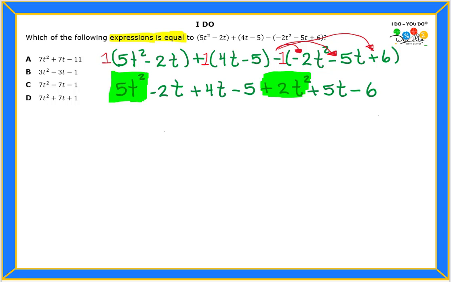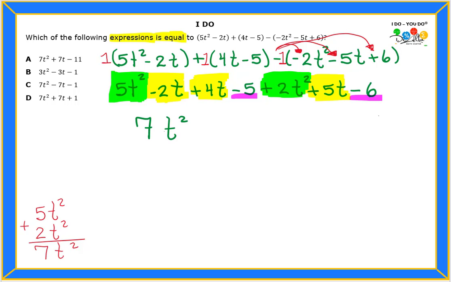Well, what about t's? Do I have any t's there? Yes, that's one. That one has a t, and this one also has a t. So all of that needs to be combined. And of course, the last ones to combine will be my constants, right? Which is this one and this one. I'm not going to highlight them just so that you can still see them there. So let's go ahead and combine my 5t squared plus my 2t squared, right? And that will give me 7t squared. So I'm going to write it down right here.